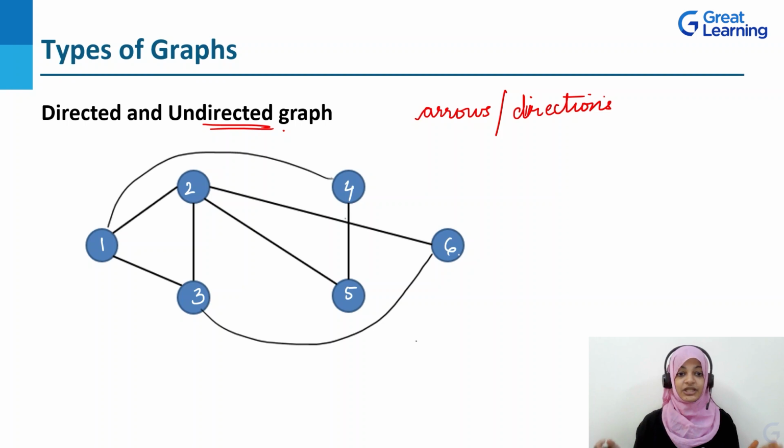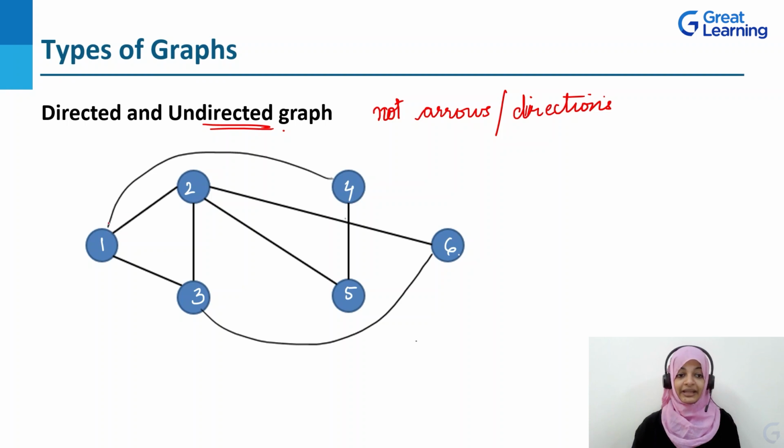The edge is just there, set up between two vertices. This is what an undirected graph is. So we will not be having any kind of arrows or directions on the edges. Let us understand this better by looking at the degrees of the vertices of this particular graph.